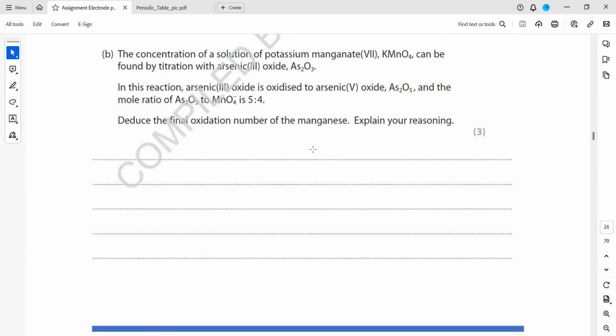Then the concentration of a solution of potassium manganate 7 can be found by titration with arsenic 3 oxide. In this reaction, arsenic 3 oxide is oxidized to arsenic 5, and the mole ratio for arsenic 3 oxide to manganese is 5:4. Deduce the final oxidation number of manganese and explain your reasoning. So how can it be done? We have to explain what the final oxidation number of manganese will be.